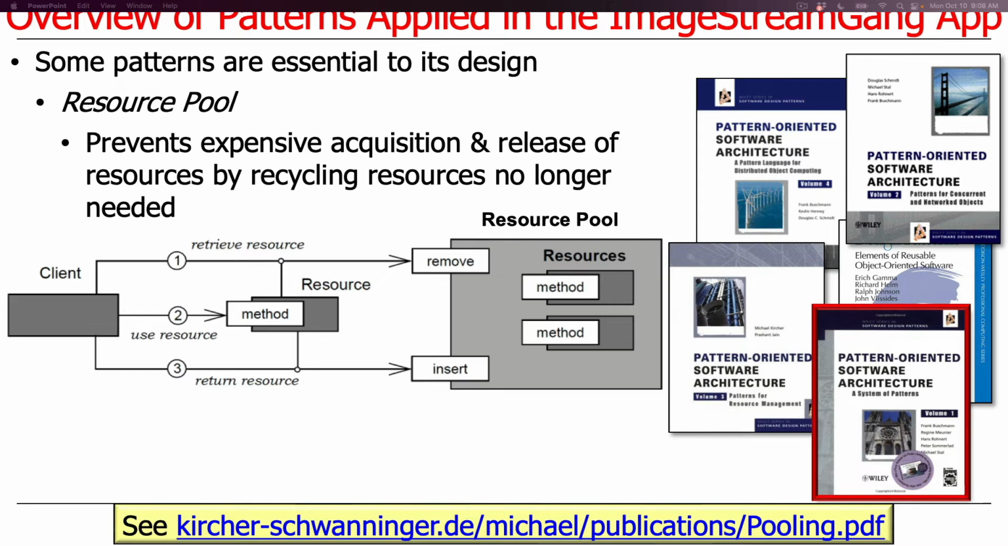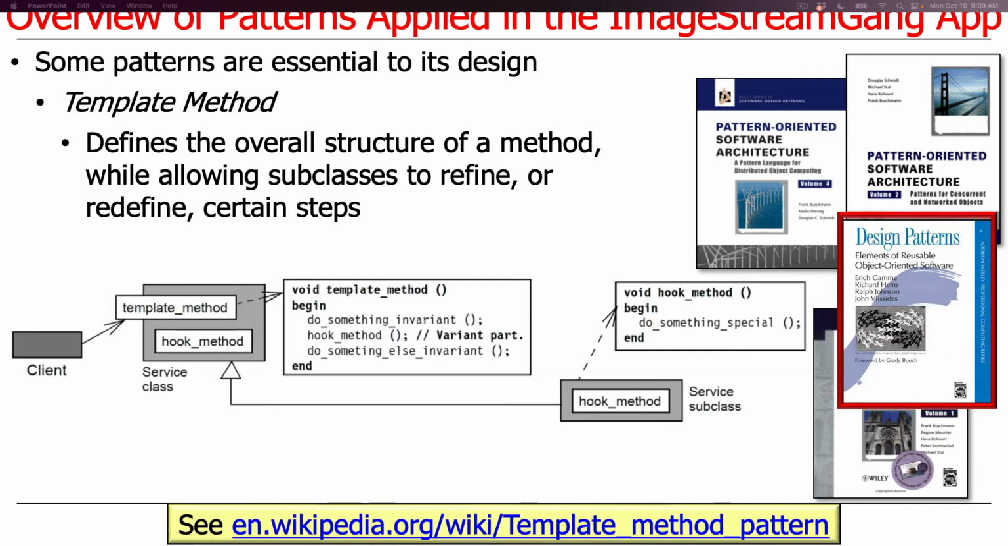So rather than giving them back and shutting them down altogether, it puts them in a pool, and when they're not in use, they sit in the pool and wait for someone to come along to leverage them. And there's all kinds of things you can pool. In the context of the ImageStreamGang case study, we're pooling threads. So we'll have a thread pool, which for the parallel streams version is the common fork join pool. So the common fork join pool is an example of the resource pool pattern. So those are some of the most essential patterns.